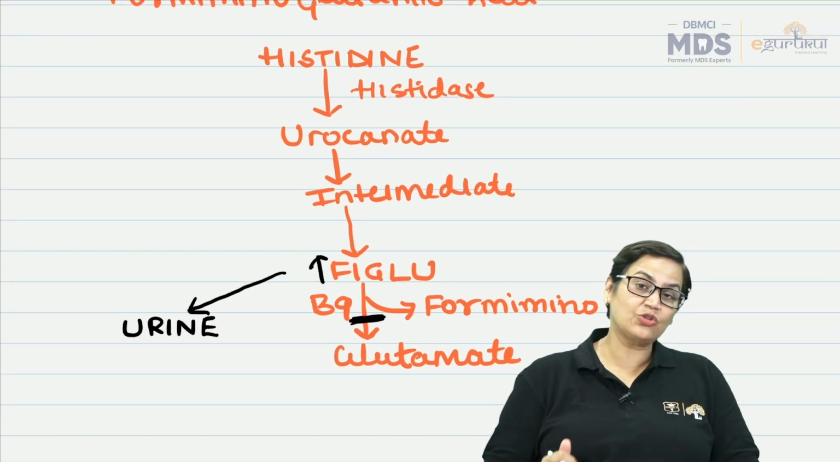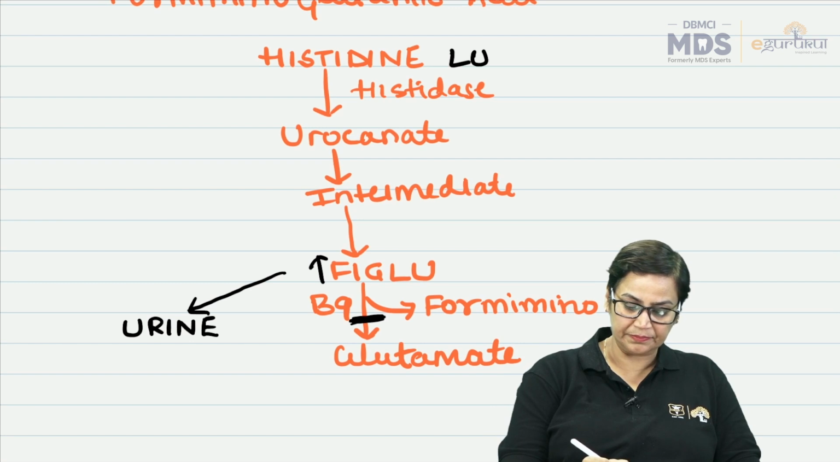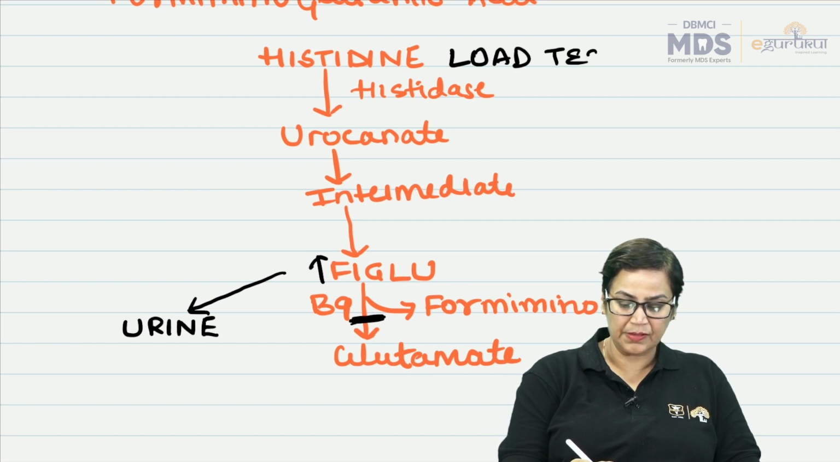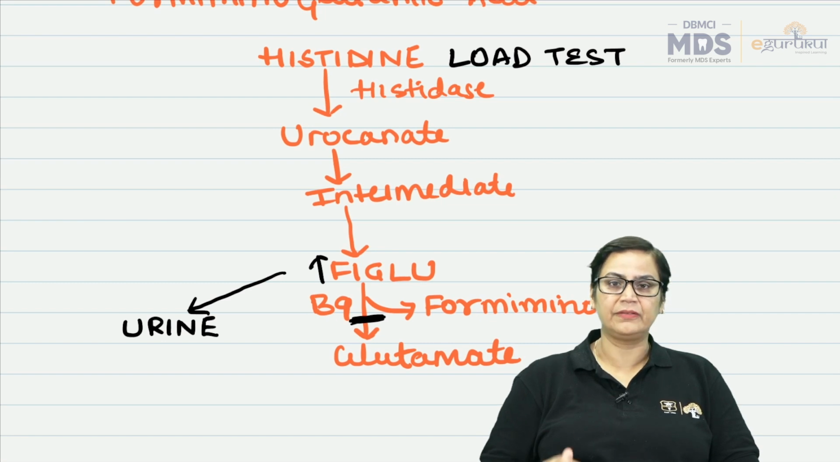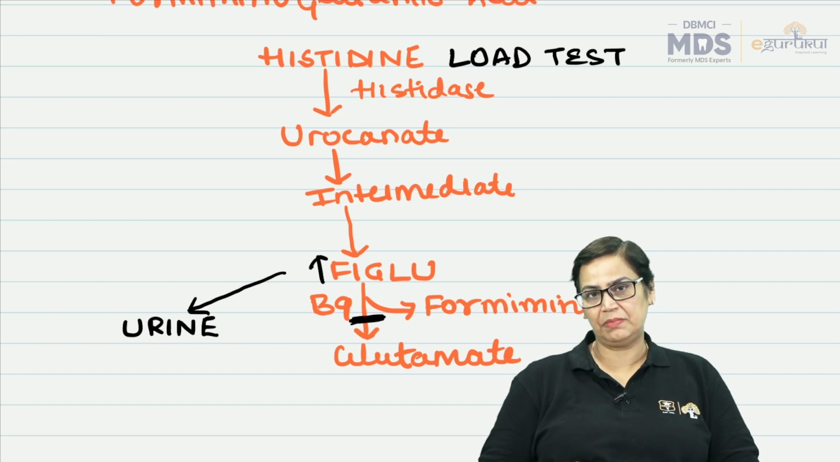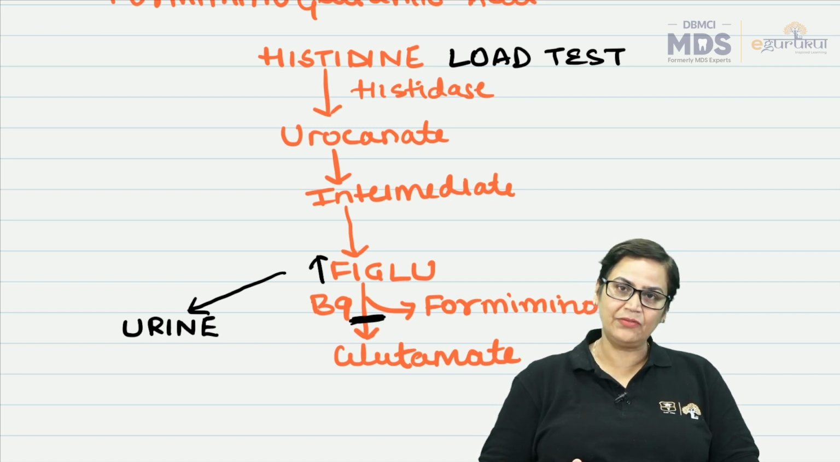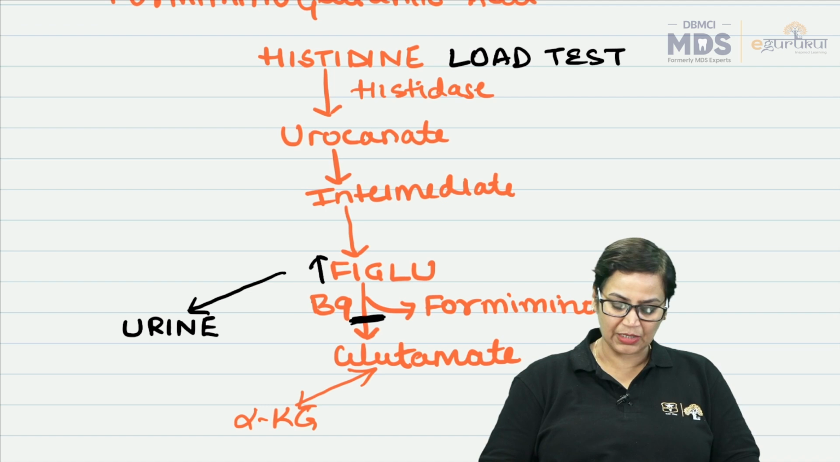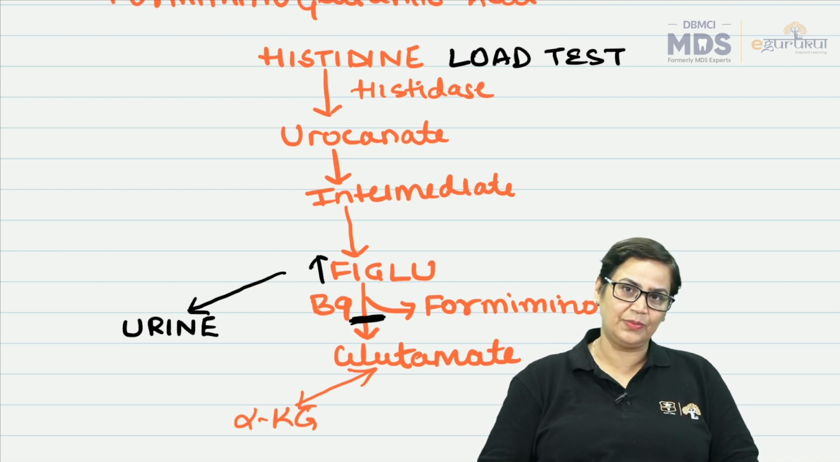And that is why it is also known as the histidine load test. Because whenever we give a person histidine orally to eat, obviously if that person is deficient of B9, FIGLU will be excreted in the urine of that patient. Otherwise, glutamate will be produced, and you know that glutamate can be converted into alpha ketoglutarate. So histidine is a glucogenic amino acid. So you can see 2 questions can be asked on this particular thing, and this FIGLU is very, very important.